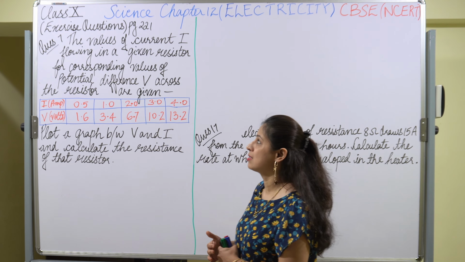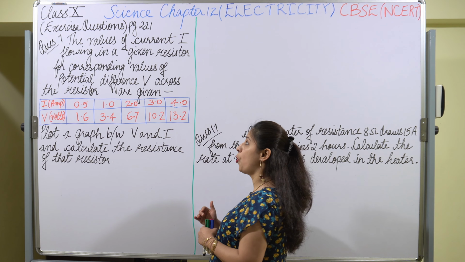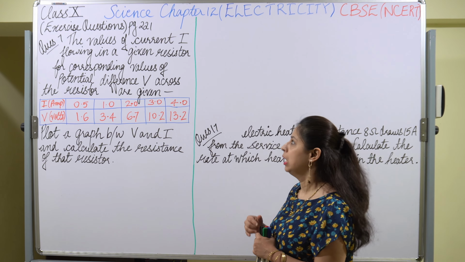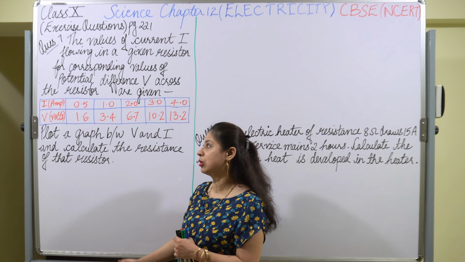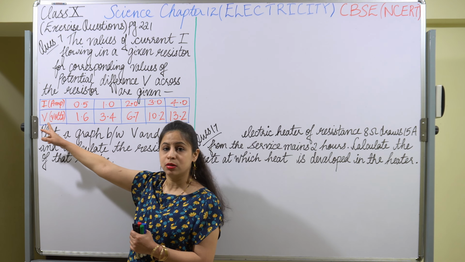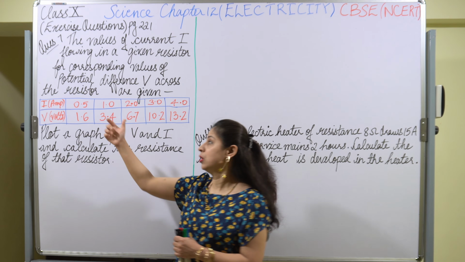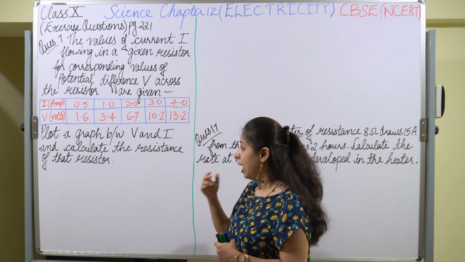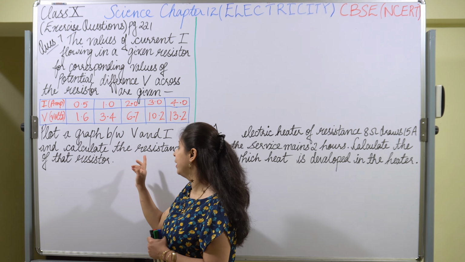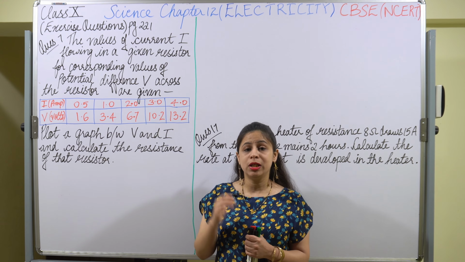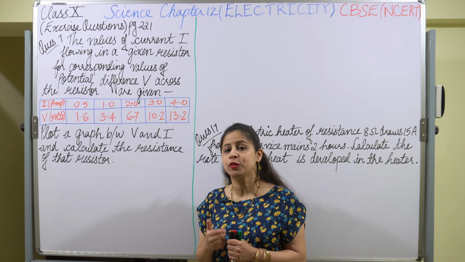Question number 7 says the values of current I flowing in a given resistor for corresponding values of the potential difference V across the resistor are given. I denotes the current, given in amperes. V denotes the voltage, given in volts. The values are given in a table, and we are asked to plot a graph between V and I and also calculate the resistance of that resistor. So we need to plot the graph first, and after that find the value of the resistance.